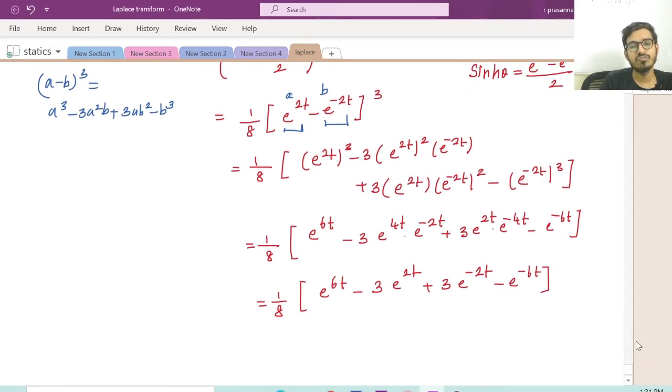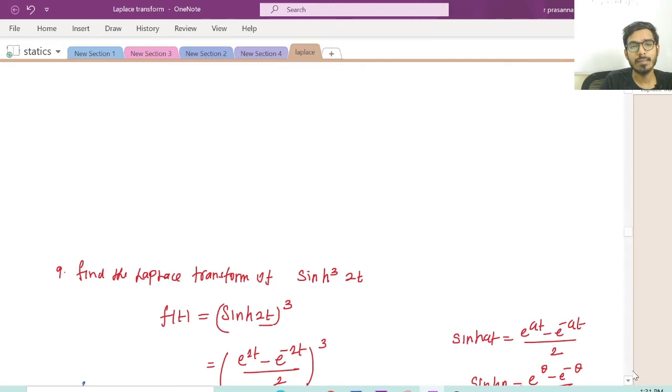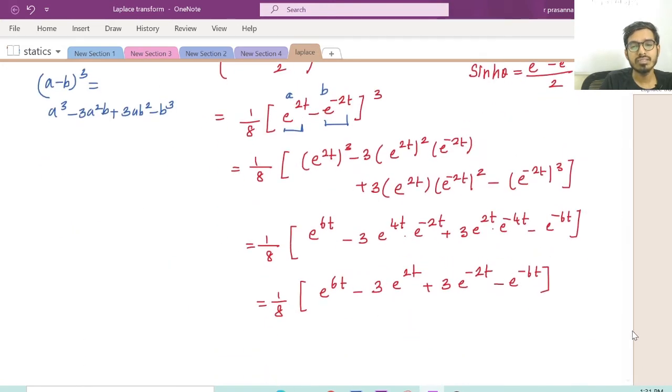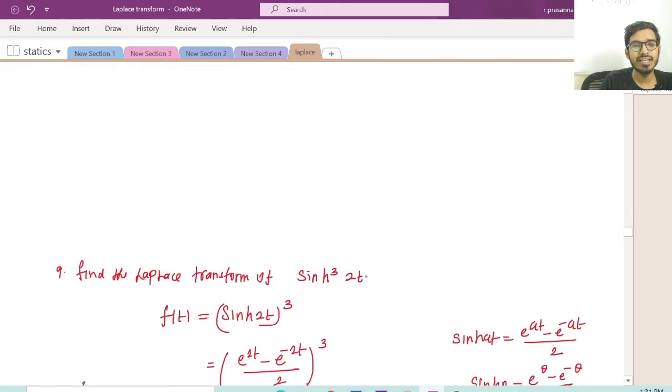Now I'm going to apply Laplace transform, right? So far I haven't applied Laplace transform yet. So far I have just simplified the question as of now, right? The question is sinh cube of 2t. As of now I've just simplified the question, right?